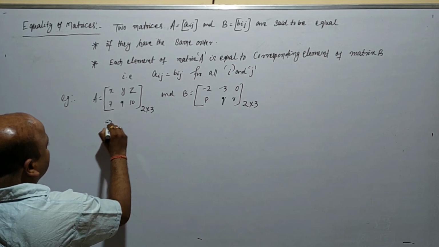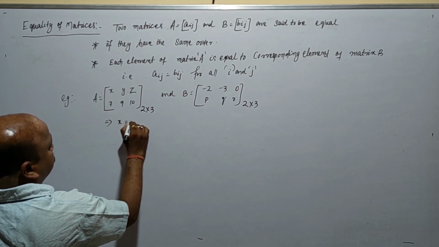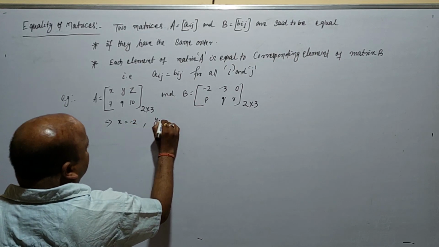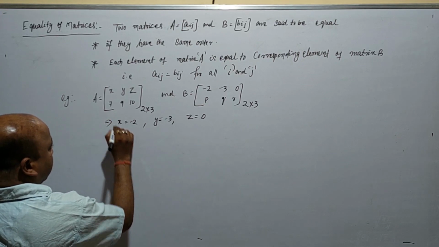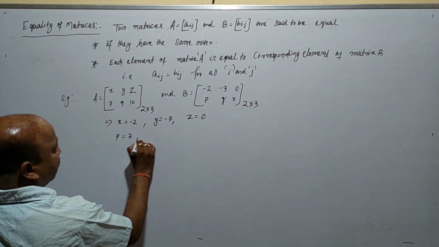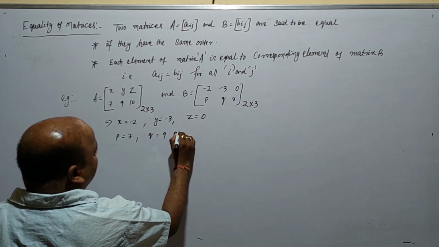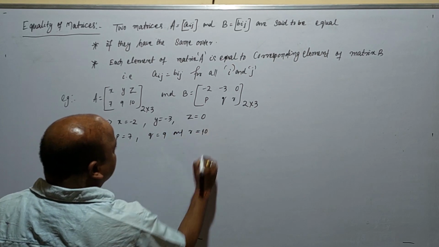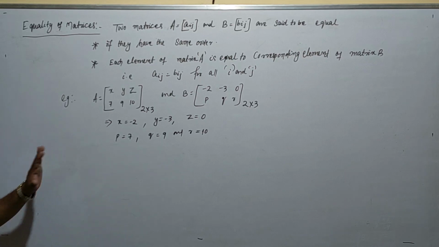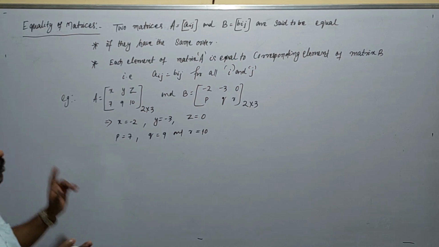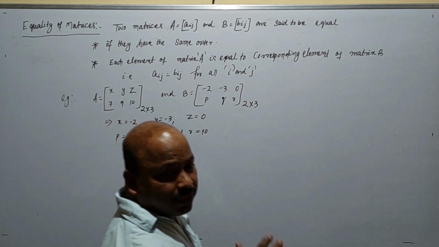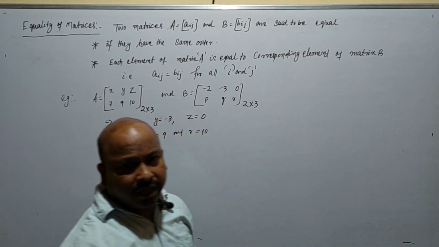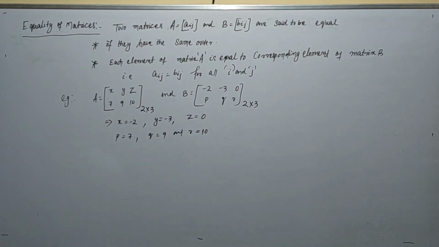So x is equal to -2, y is equal to -3, z is equal to 0. Then 7 is equal to p, q is equal to 9, and r is equal to 10. So what to conclude here? If two matrices are equal, they have the same order, and each element of the first matrix is equal to the corresponding element of the second matrix. So let us discuss one of the questions from exercise 3.1.